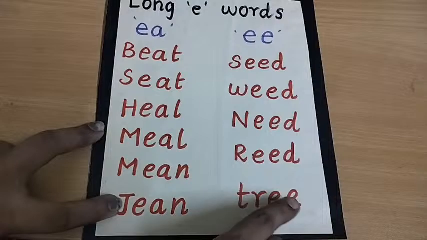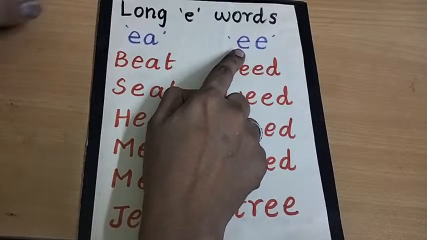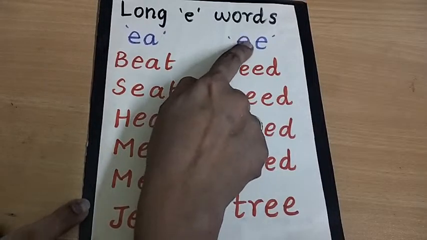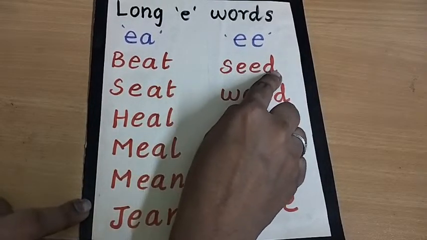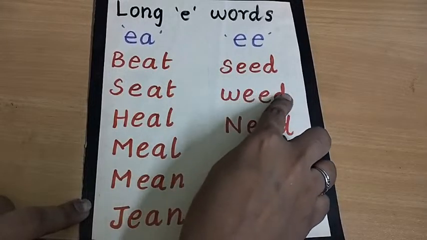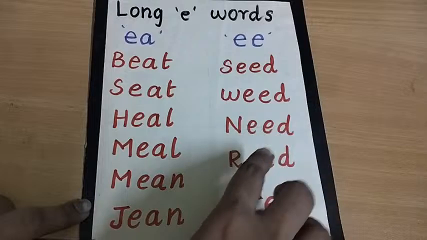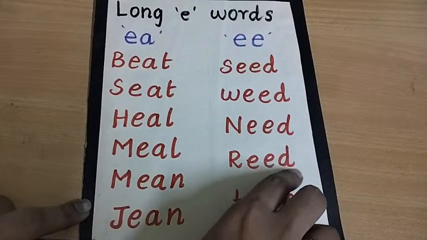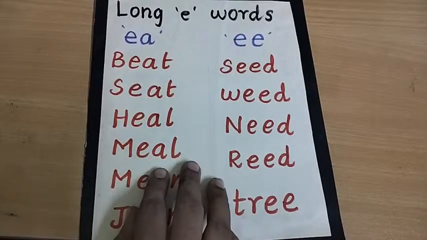T, R, E. Tree. Okay. So once again I'll repeat. If you have both E together, you have to say the first letter vowel sound longer. S, E, D. Seed. W, E, D. Weed. N, E, D. Need. R, E, D. Read. T, R, E. Tree. So these are the cases in which we use long vowel E words.